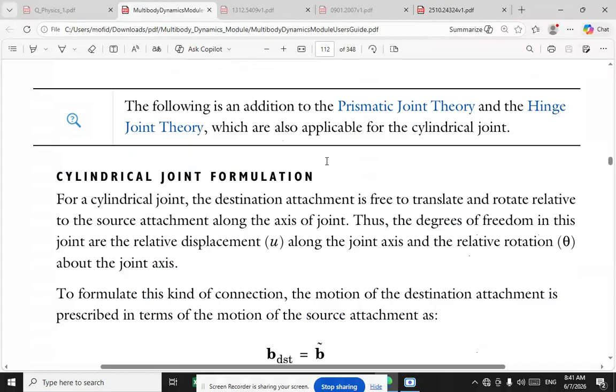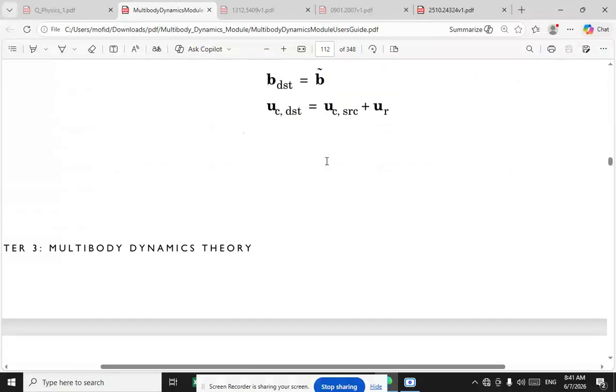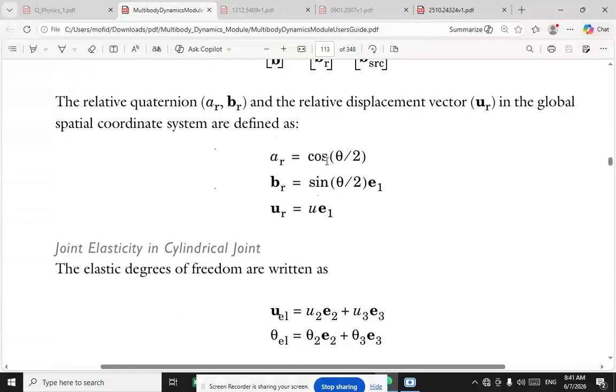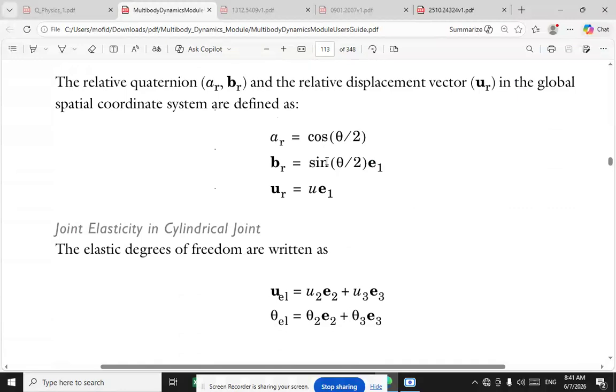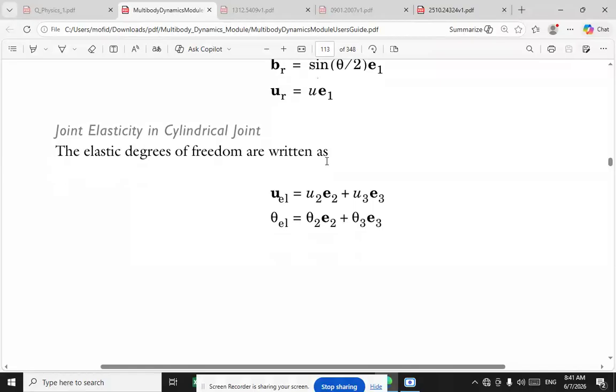To formulate this kind of connection, the motion of the destination attachment is prescribed in terms of the motion of the source attachment as phi destination is equal to phi source plus theta, and uc destination is equal to uc source plus ur. The relative quaternion and the relative displacement vector ur in the global spatial coordinate system are defined as follows. For example, r is equal to cosine theta divided by 2, br is equal to sine theta divided by 2 multiplied by e1, ur is equal to u e1. Joint elasticity in the cylindrical joint: the elastic degrees of freedom are written as follows.